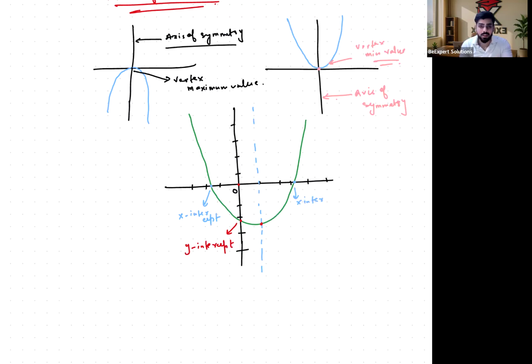So both are x-intercepts because the value of y here is 0. Again, this line is the axis of symmetry, AOS in short. Now, this is called a parabola, guys.